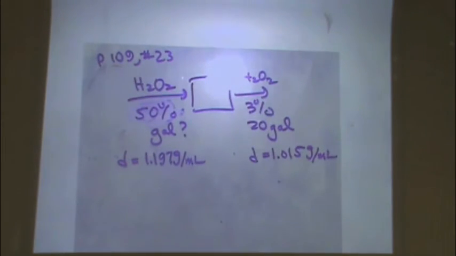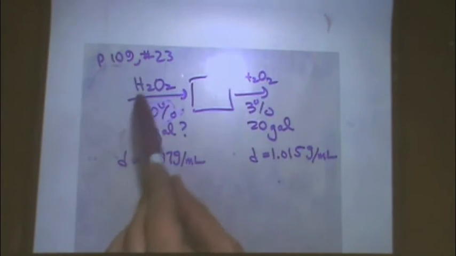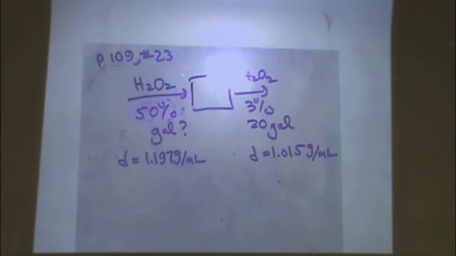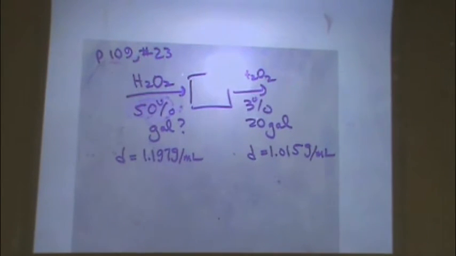Okay, first, let me explain the question. After I explain the question, let me see what part got you stuck, okay? So the question is, I need to go from 50% by mass of H2O2 to 3%. I'm ending with 20 gallons. I want to know how many gallons I have to start with. And I have the density of each solution. What kind of problem is this? Yeah, it's dilution, because I know that the concentration is changing, and I know that the volume is changing. So I'm using the following formula.